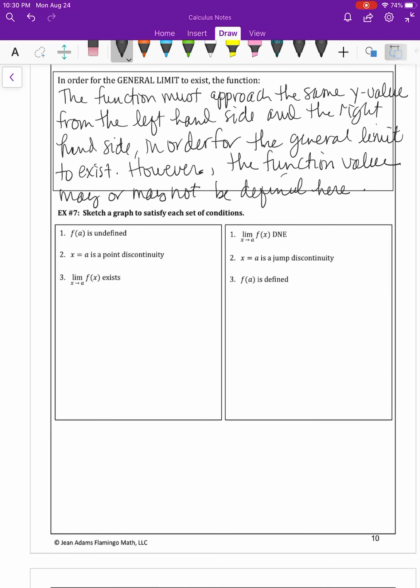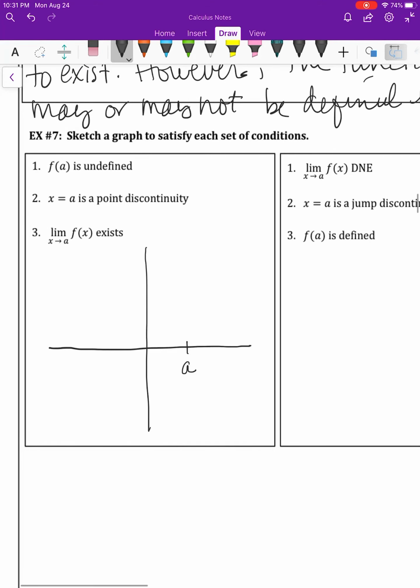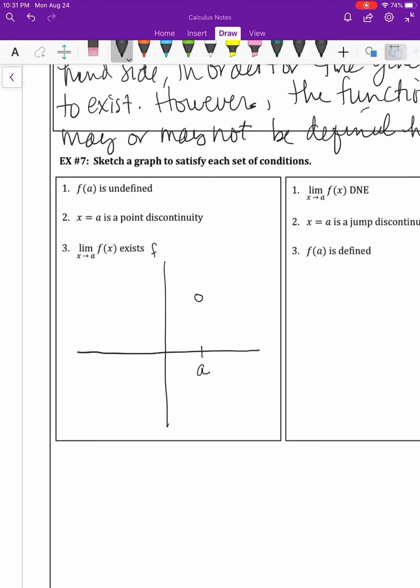All right, example number 7, sketch a graph to satisfy each set of conditions. f of a is undefined. x equals a is a point discontinuity. And the limit as x approaches a of f of x exists. So they want us to sketch a graph. Let's just say, okay, here's my a. f of a is undefined, so let's say there's an open circle there.